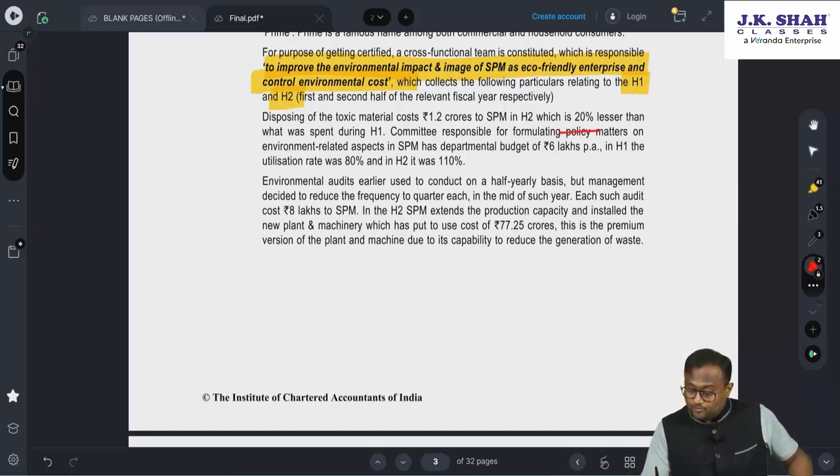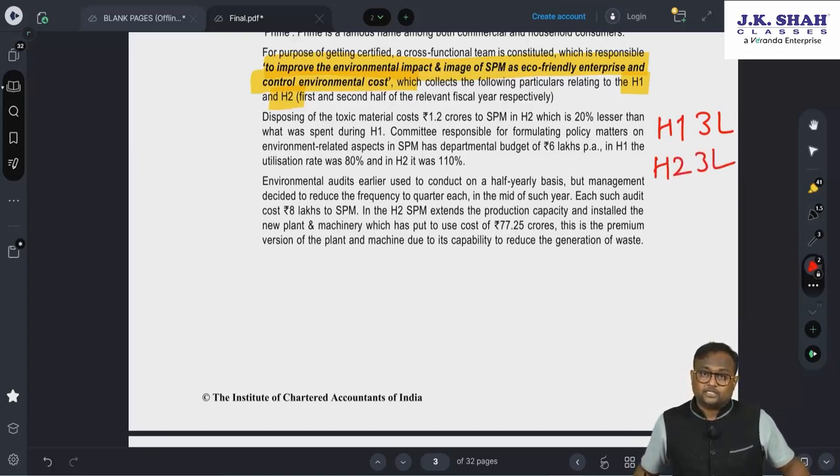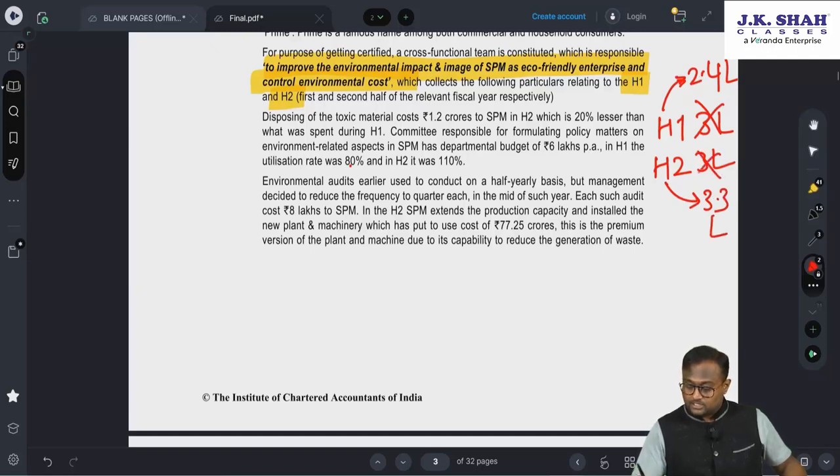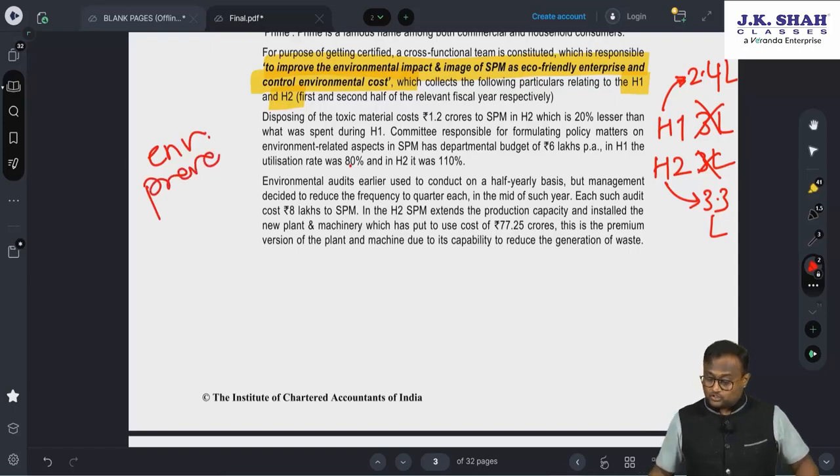Then you have policy formulation budget, 6 lakhs per annum. 6 lakhs per annum is H1, 3 lakhs and H2, 3 lakhs. Ideally, this should have been the case. This is a budget. But question says that for H1, utilization was 80%. So this was actually utilized to the extent of 2.4 lakhs. And this was utilized to the extent of 3.3 lakhs, which is 110%. So 2.4 and 3.3. So these are my environmental prevention cost.